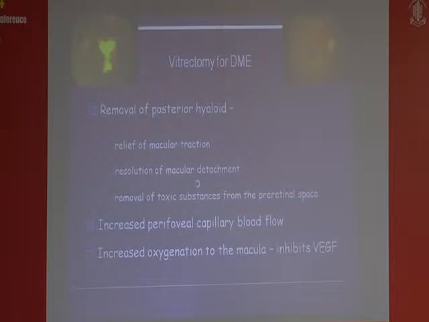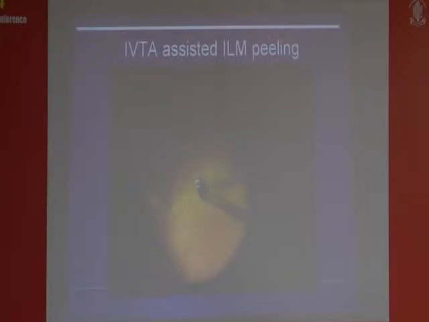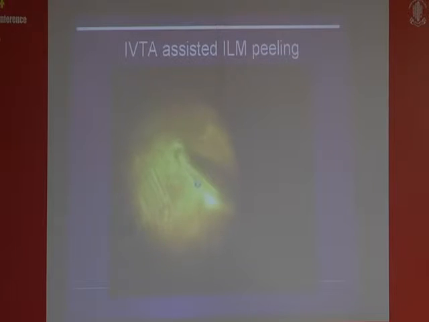Another indication of vitrectomy in diabetes is the diabetic macular edema, which will not respond to intravitreal injections, and there is a taut posterior hyaloid causing traction. So the role is basically to relieve the macular traction, to resolve the macular detachment, and to remove the toxic substances from the preretinal space. It allows increased oxygenation. Here there is a video where you can see a spatula is used to remove the epiretinal membrane. Triamcinolone is injected to stain the ILM, and here ILM is being peeled in a diabetic patient. Be cautious in removing this ILM as it may deroof sometimes the cyst. So use minimal force and don't try to peel through the macula.